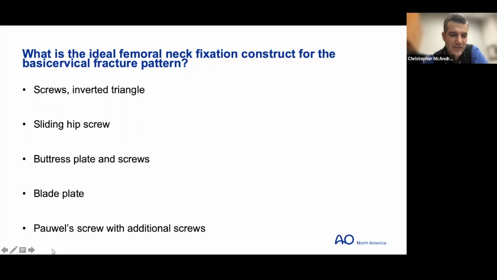Yeah, I agree. If you need something that's going to resist shear because there's nothing inherently stable at the base of the neck, I absolutely agree.